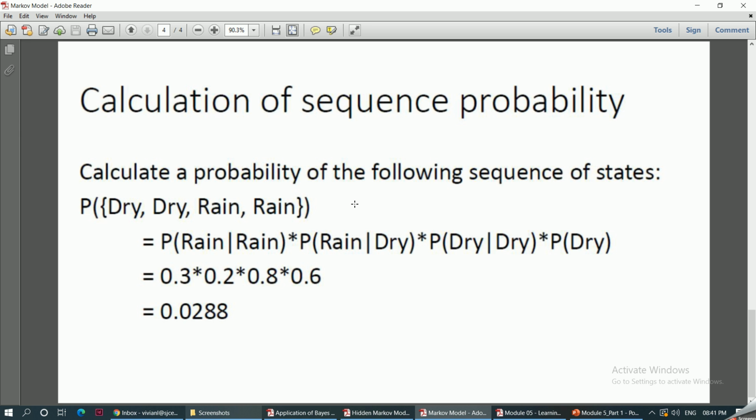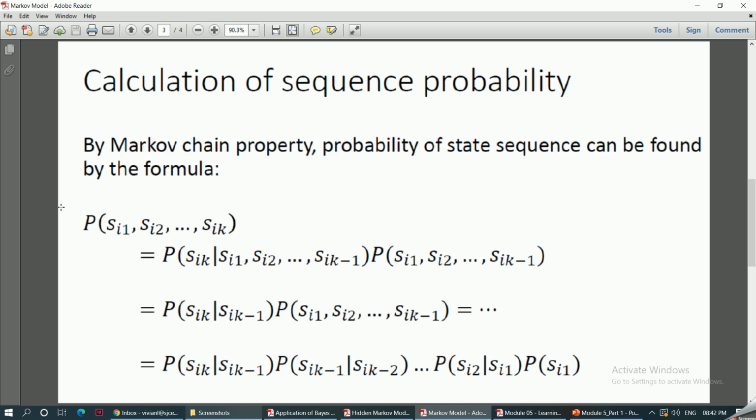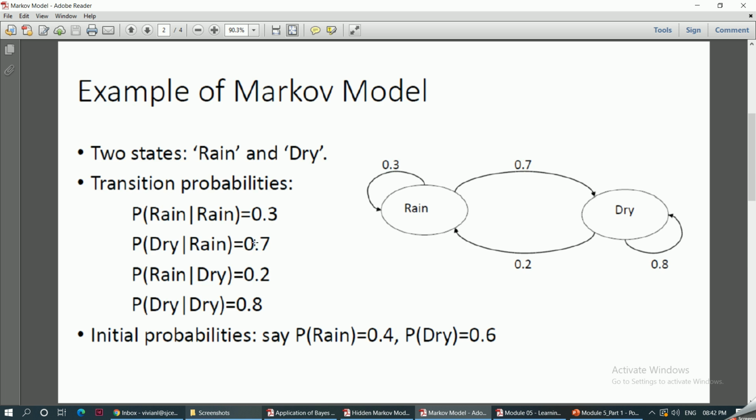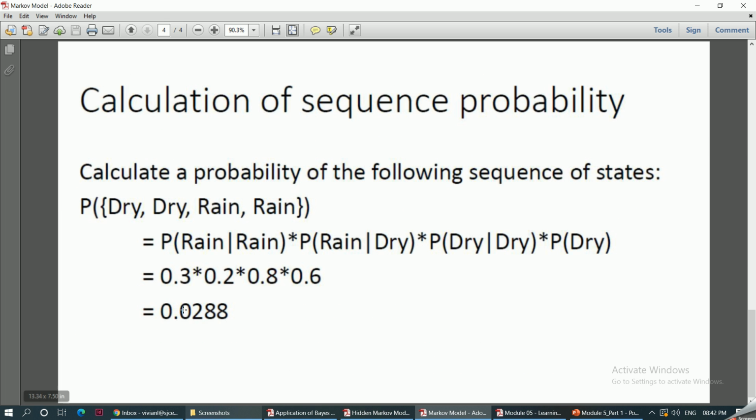It's very simple. Find the probability of rain given that rain has already occurred, then rain given that initially it was dry, multiplied by the probability of dry. You will get these values from the table that is given to you, and the final value is displayed over here.